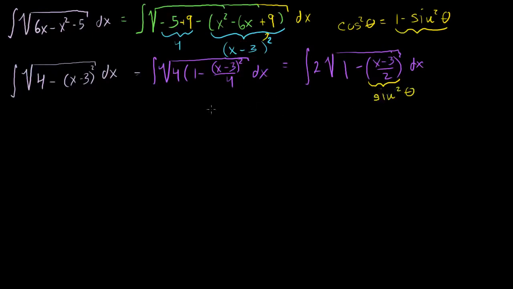So let me make that substitution. Let me write that (x minus 3) over 2 squared is equal to sine squared of theta. Now, if we take the square root of both sides of that equation, I get (x minus 3) over 2 is equal to sine of theta. Now, you know where this is going to go. We're eventually going to have to substitute back for theta. So let's solve for theta in terms of x.